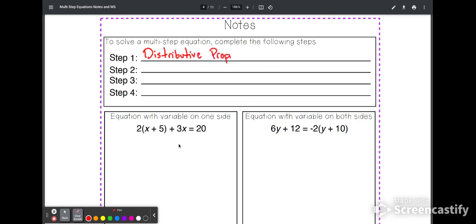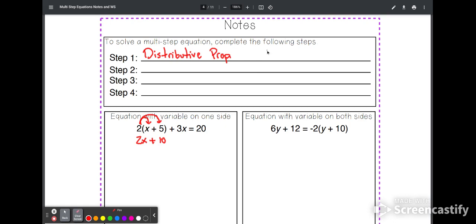Remember, distributive property is a situation where you have parentheses that are being multiplied by something on the outside. So we say to ourselves, oh yeah, we do. Check this out. We've got the 2 times the x, so we get 2x. And then we have the 2 times the 5, and that would be plus 10.